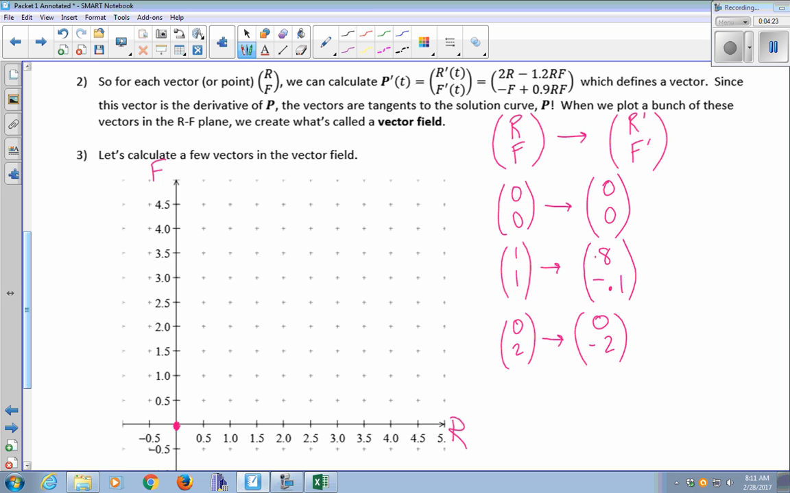So at the point 1, 1, I got 0.8, negative 0.1. So at 1, 1, I'm going to draw a vector that goes right 0.8 and down negative 0.1. So something like that. And then at 0, 2, I'm going to draw a vector that goes 0 right or left and down negative 2. So it's this long vector that goes like this.